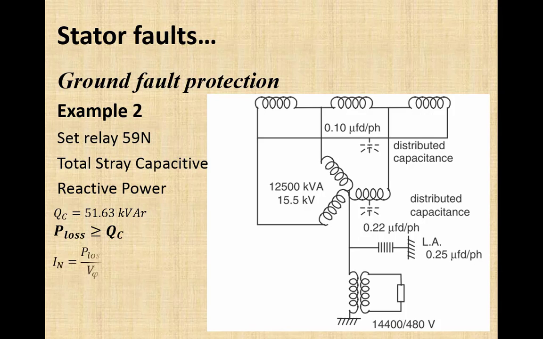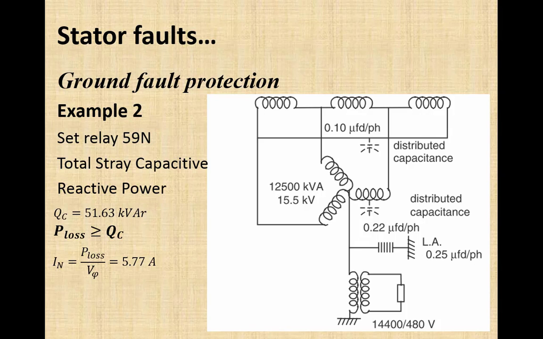51.63 kilowatt. Here, by using this equation, P loss is equal to V phase multiplied by neutral current. That is a formula we have solved for neutral current. So by substituting the value of P loss equal to 51.63 and V phase equal to 15.5 kilovolt divided by root 3, that is equal to 5.77 ampere. It means if we satisfy only this criterion, that P loss should be greater than Q loss, the neutral current will be equal to 5.77 ampere.